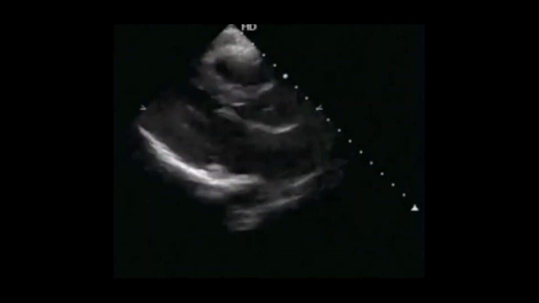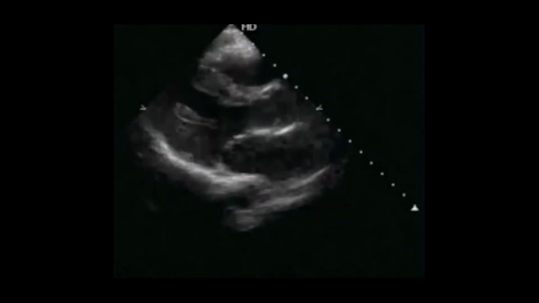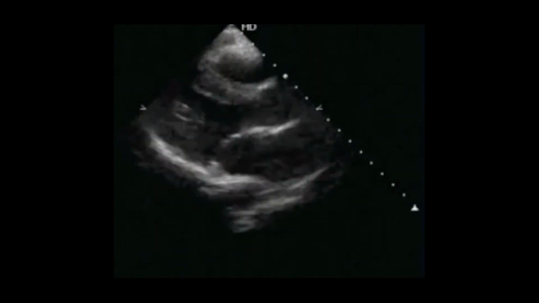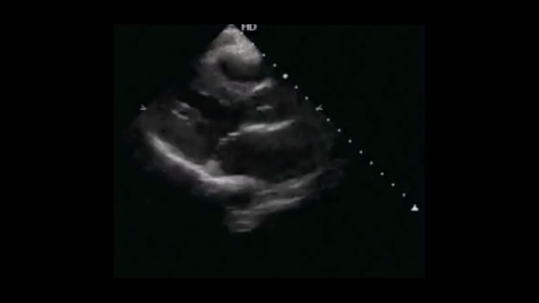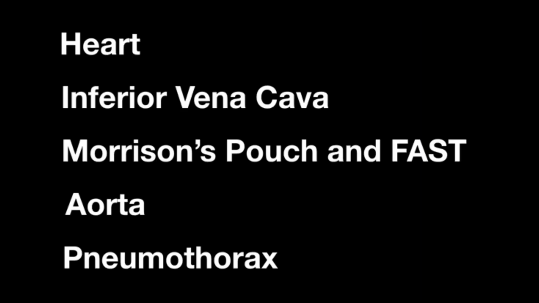We also want to quickly evaluate the LV for hyperdynamic contractility. This is done in the parasternal long view. Here, you're evaluating the LV walls between systole and diastole, and if they are coming together or coming close together, then we can say that this is a hyperdynamic heart and may indicate hypovolemia or acute blood loss, or can even occur in septic shock.